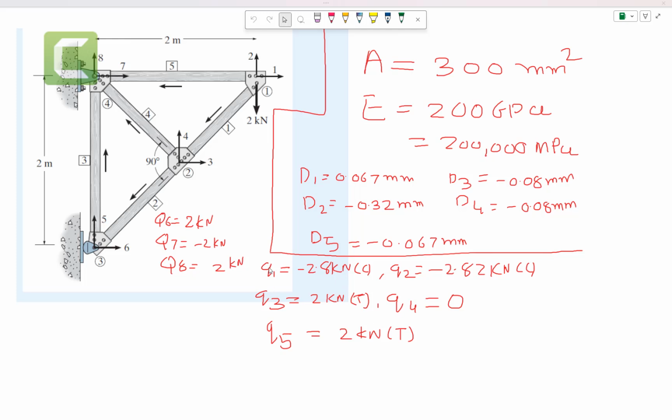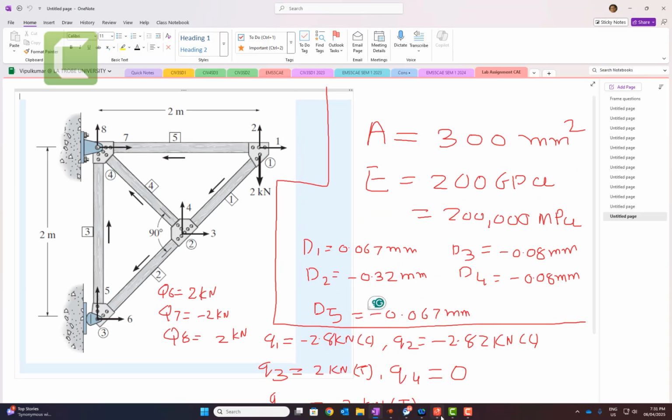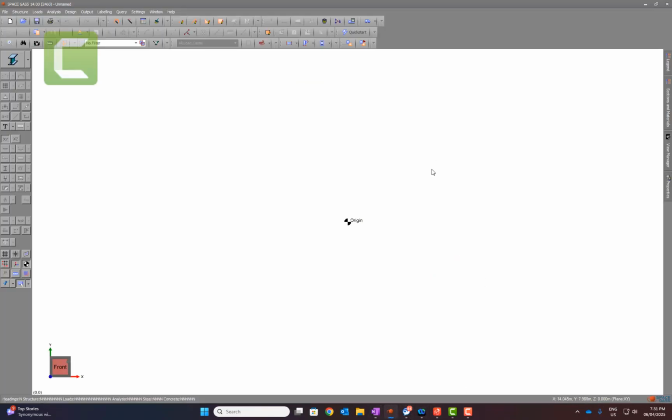The answers are given here. All internal forces are calculated. I would like to verify these answers via SpaceGass software. So here is the start of the SpaceGass software.